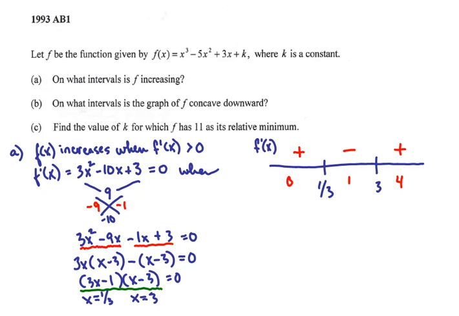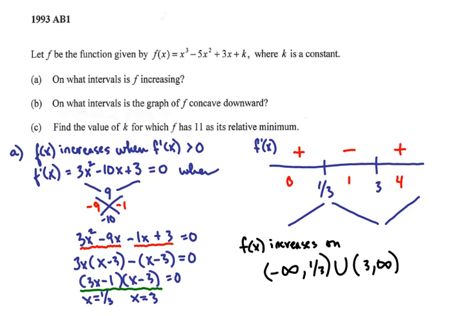So from here I can see the intervals on which f is increasing, recalling that f increases when f prime of x is positive. So from negative infinity to positive 1/3, or from 3 to positive infinity. And so that's the answer for part A.